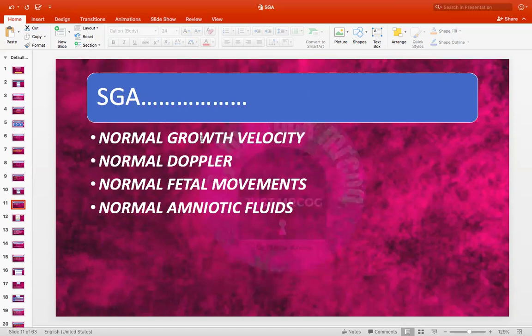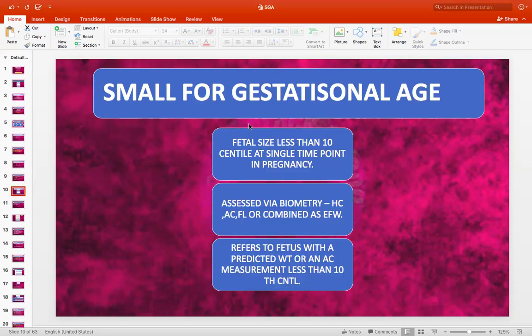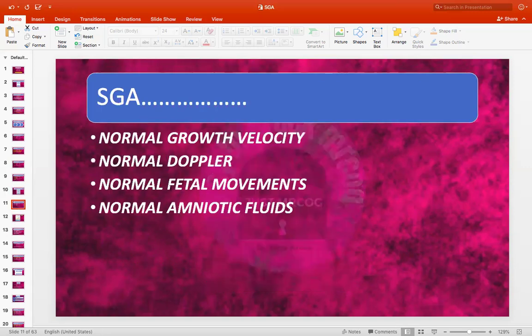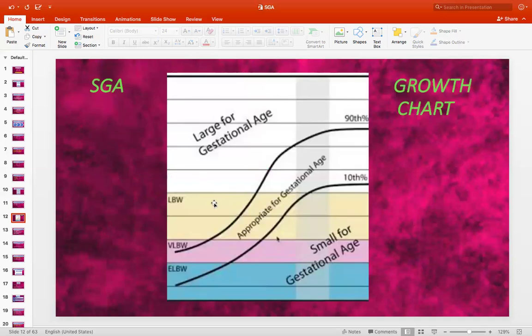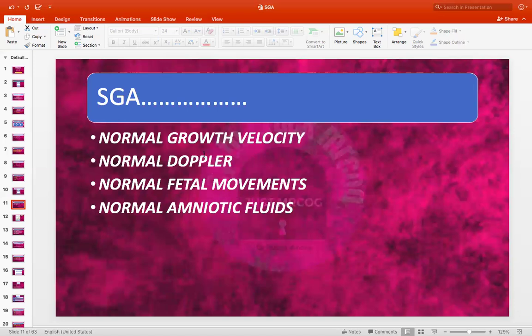In SGA, there is normal growth velocity, normal Doppler study, normal fetal movements, and normal amniotic fluid. So basically, it's only fetal size which is off track. The rest, all the parameters are normal. It is simply what we have learned so far. This is the graph, 10th centile, 9th centile. This is appropriate for gestational age. This is large. And this is small for gestational age, where there is no other abnormality. Everything is normal.